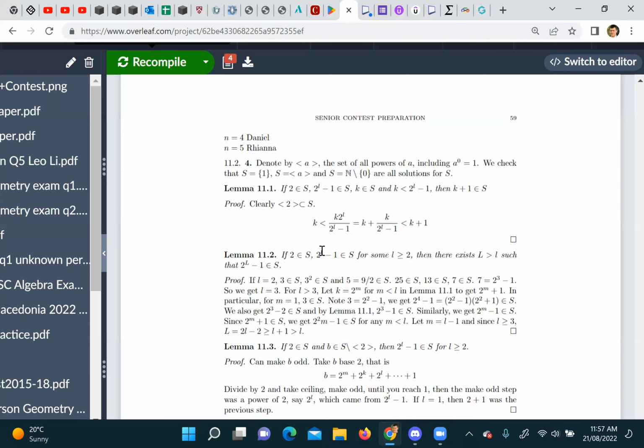Wait, what? How do you do that? Okay, let me give you an example. So you have 3 equals 2 squared minus 1, yeah? Are you saying if you have 2 to the small L minus 1, you get 2 to the small L plus 1? No. It's like if you have 2 to the L minus 1, then you get all the 2 to the I plus 1 for I less than L. Yeah, exactly. And then you use those.